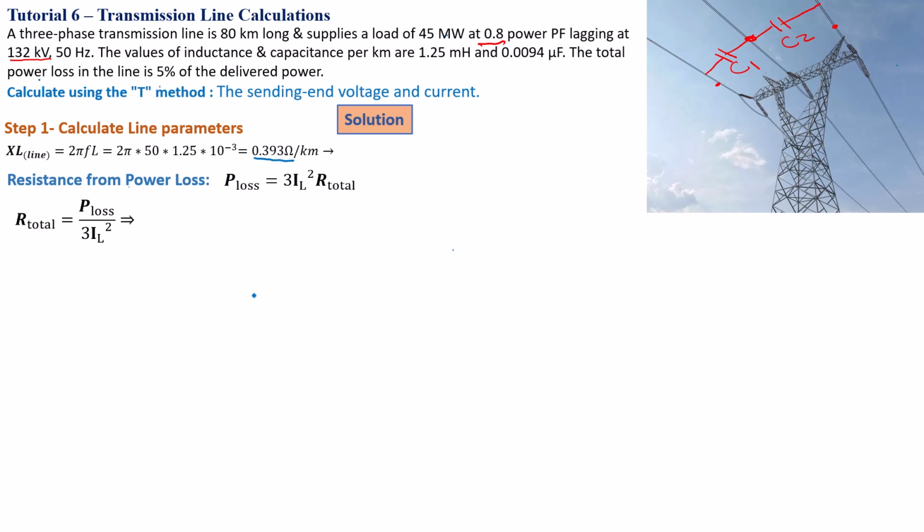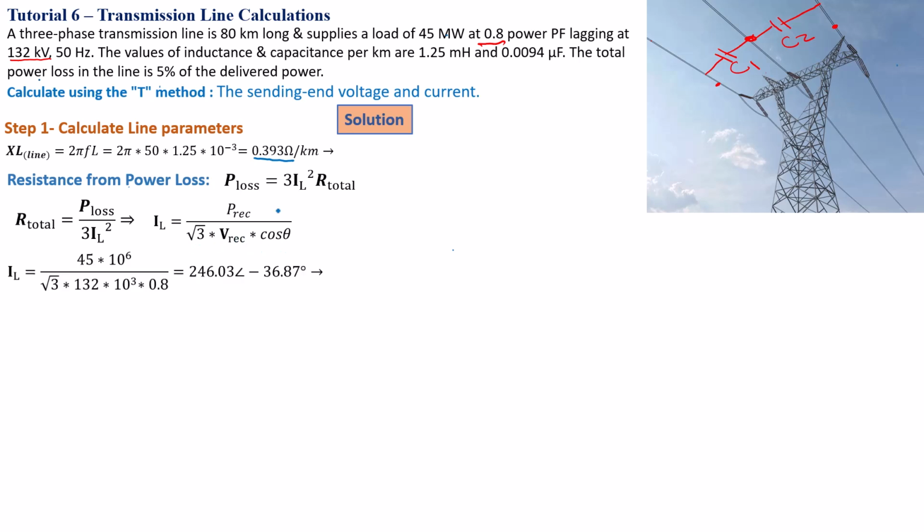Great stuff. Making R total the subject of the formula, we can then determine the resistance in this fashion. Now we need to find the current here to compute this resistance, and this is the load current or receiving end current of your transmission line. And we can calculate this current by simply manipulating the formula of the power, which is then going to give us IL is PR over square root of 3 times VR cos theta.